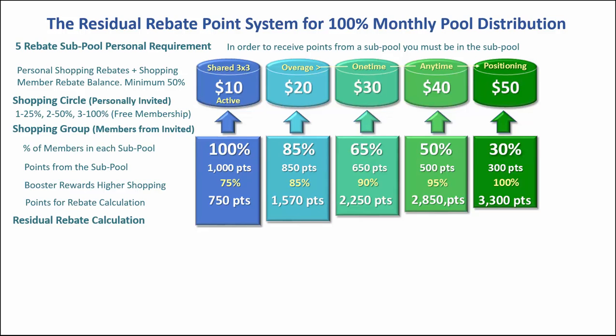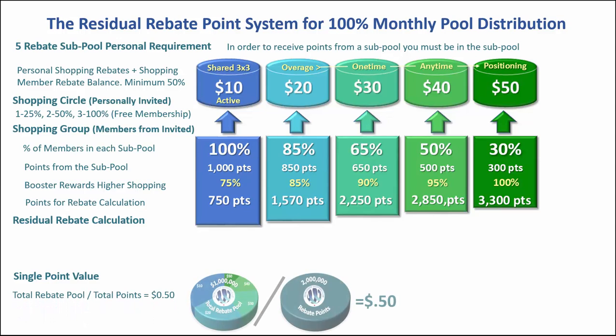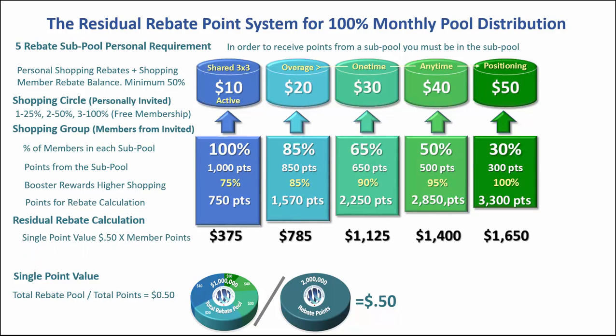So now we have to figure out how we calculate rebates from the points. Well, in order to do that, we have to come up with the single point value. And the way we come up with the single point value is we take the total rebate pool. Now that's the total rebate pool all around the world. And we divide that by the total points all around the world. So let's suppose that we have $1 million in the rebate pool and we have 2 million points. That means that each point would be equal to 50 cents. So now it's a simple matter of taking the single point value and multiplying it by the members' points to get the amount of rebates they would receive.